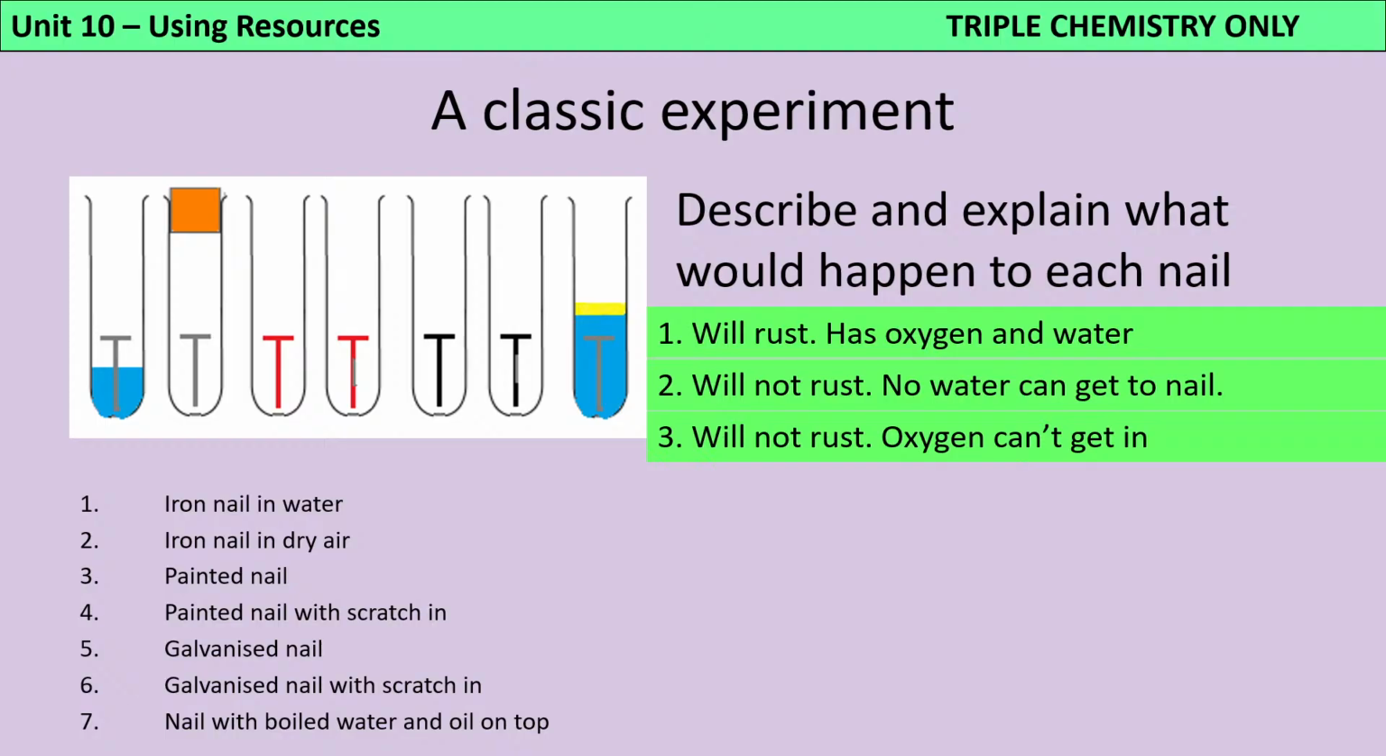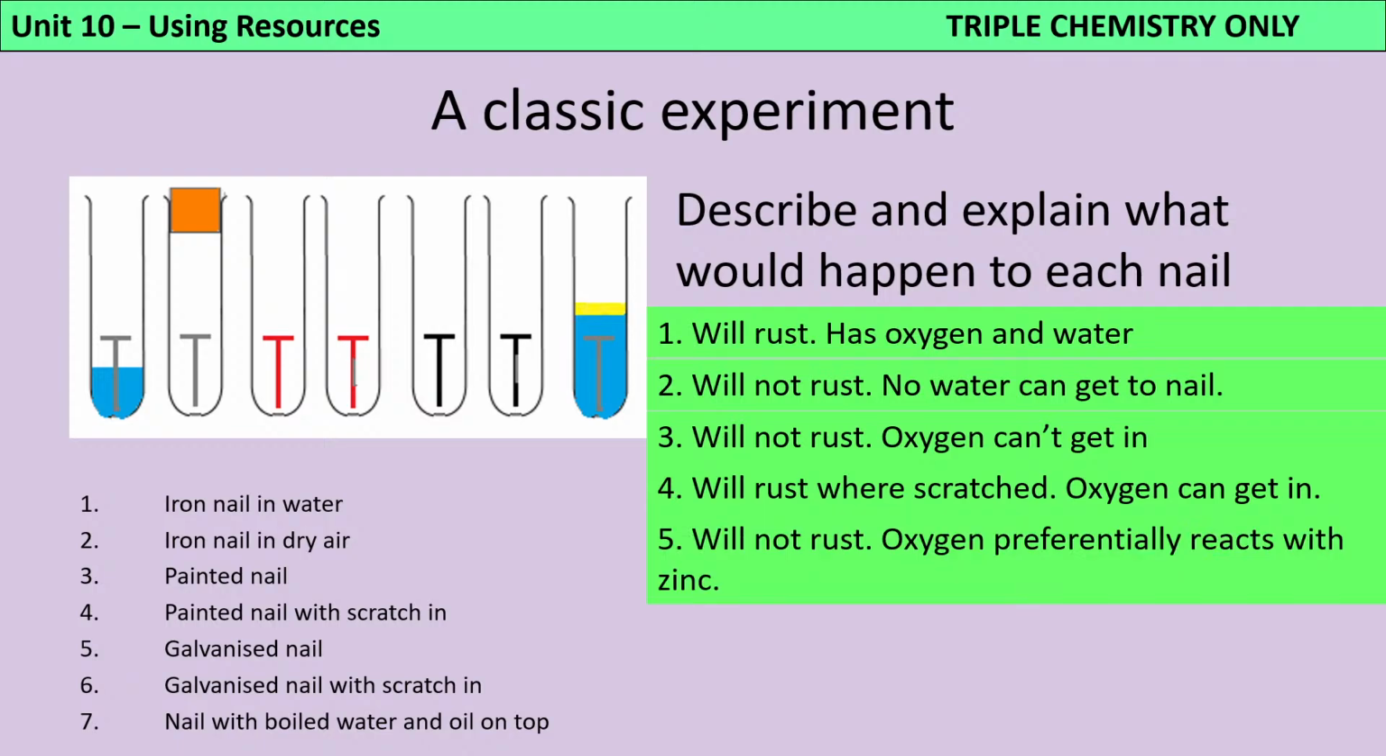The paint has flaked off at one point. It's got a scratch in it, so the oxygen can get in, so it will rust. The fifth one has been galvanised, so that's why it's darker and why it says number 5, galvanised nail. So it won't rust because the oxygen will react with the zinc instead.